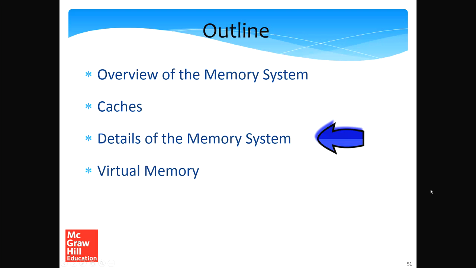Welcome back. Let us discuss the details of the memory system. Let's start with a mathematical model of what the CPI of a processor will be if we have a memory system with caches and cache misses. Then we'll discuss the different kinds of misses and what can be done about them.